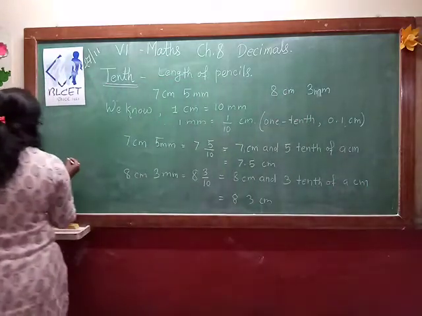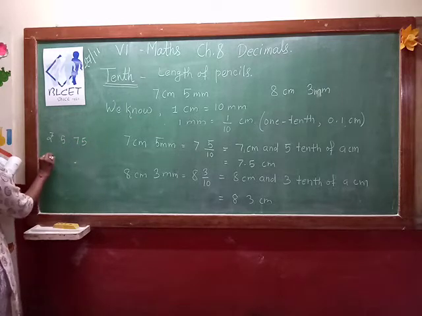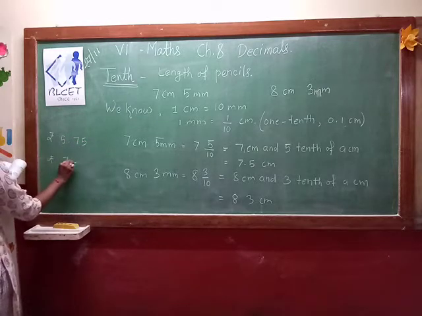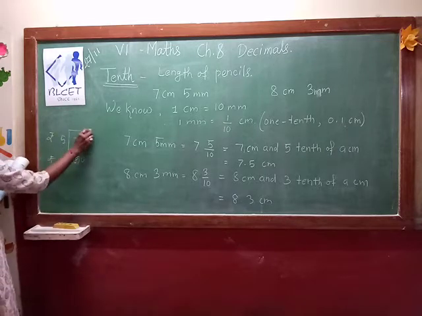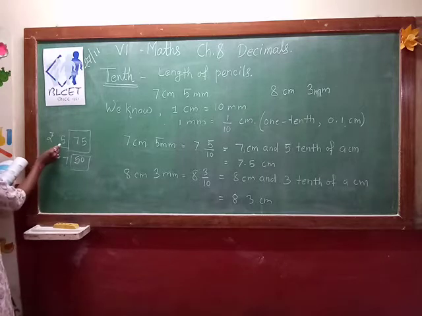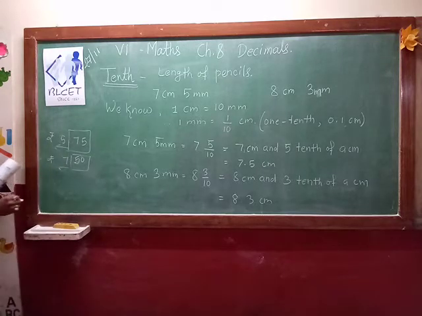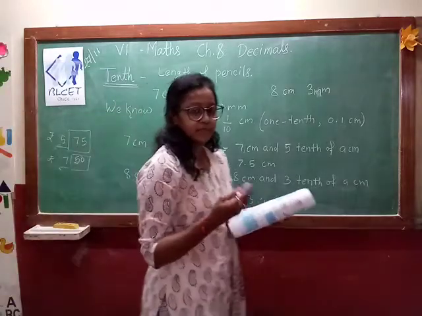So we always write like this: rupees 5.75 or rupees 7.50. So after the decimal point, whatever numbers are there, it represents paisa, and before the decimal, whatever numbers are there, that represents rupees. This concept we have already known.